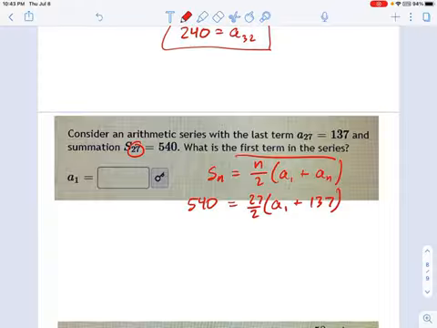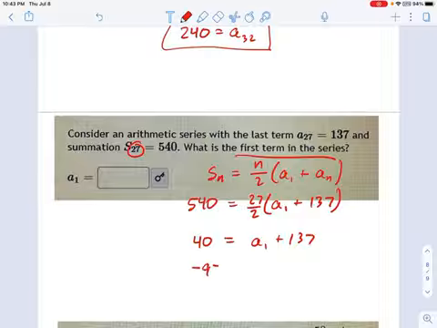Okay, so you see, once again, we have an equation where we know just about everything in it. There's just one missing thing. So we're going to do 540 divided by 27 times 2. Okay, so this is equal to 40, and that's A1 plus 137. So you subtract 137 from each side. Negative 97. Negative 97 for that first term.